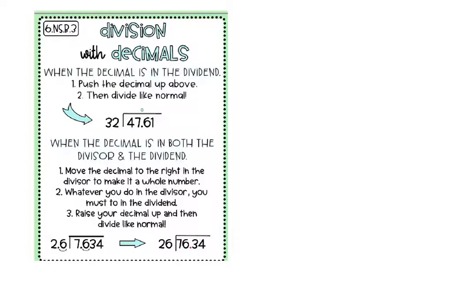So, when that happens, when you see your decimal, like right here, you have to move it over to make 26 a whole number. When you move it one place value to the right, then over here in your dividend, you have to move it one place value to the right. So now, this is your new problem. You just go ahead and divide like normal. Bring the decimal straight up. Done. That's it. That's how you divide decimals.